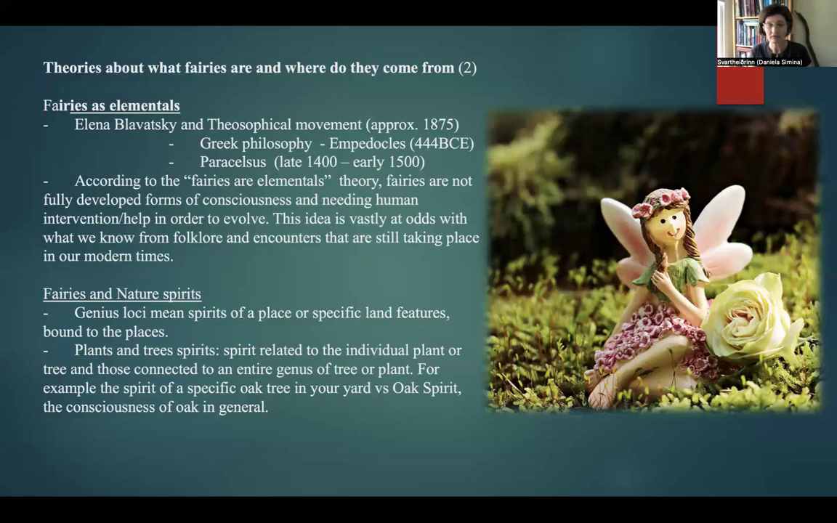And here we have spirits that pertain to a specific place. It's called genius loci, if we're to stick to the Latin. They mean spirits of a place or specific land features, and they're generally bound to places. For example, you have the spirit of a certain mountain, the spirit of a certain lake or pond, the spirit of a certain waterfall or river.